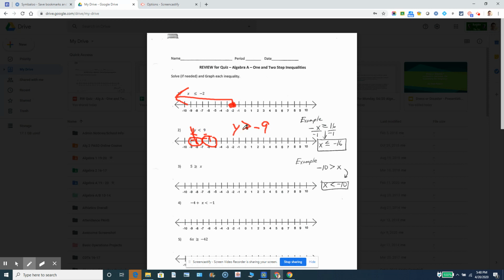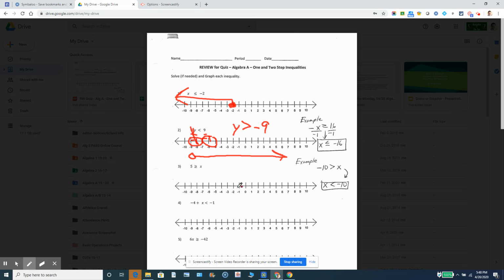Y is actually greater than, and that's going to become a -9. Okay? So now I'm going to do the graph right below the graph because I did some work here. It's going to be an open circle on -9 and shade to the right because we want values greater than -9. Okay?